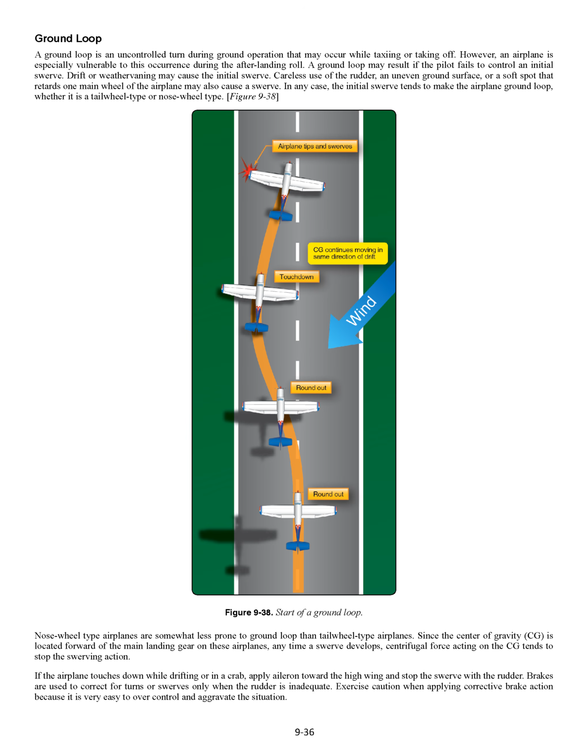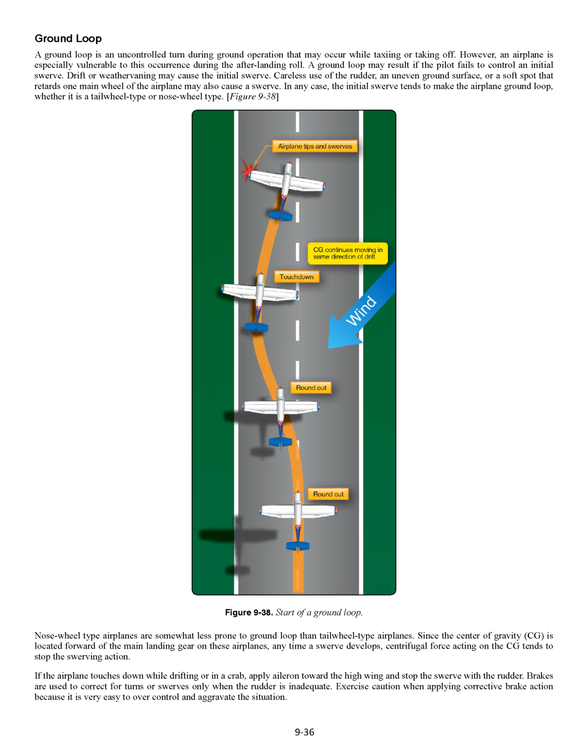A ground loop may result if the pilot fails to control an initial swerve. Drift or weathervaning may cause the initial swerve. Careless use of the rudder, an uneven ground surface, or a soft spot that retards one main wheel of the airplane may also cause a swerve. In any case, the initial swerve tends to make the airplane ground loop, whether it is a tailwheel type or nosewheel type. Nosewheel type airplanes are somewhat less prone to ground loop than tailwheel type airplanes, since the center of gravity, CG, is located forward of the main landing gear on these airplanes.